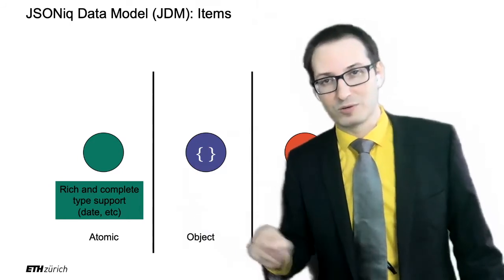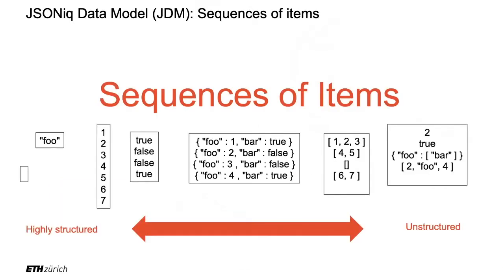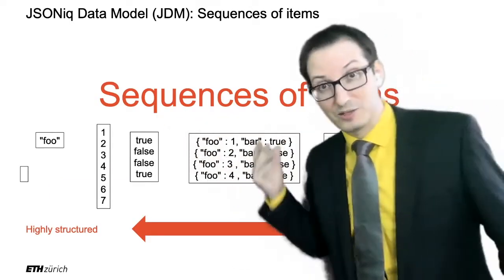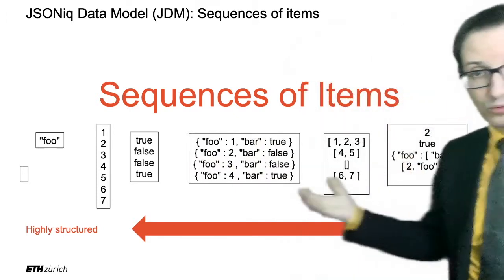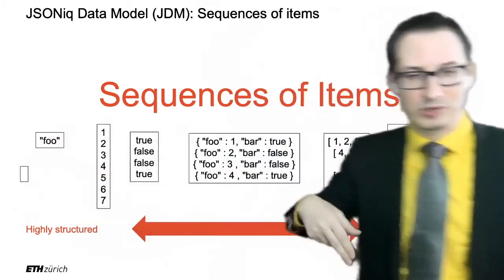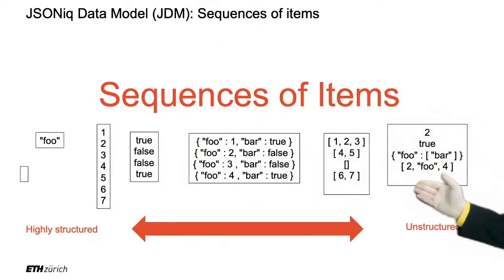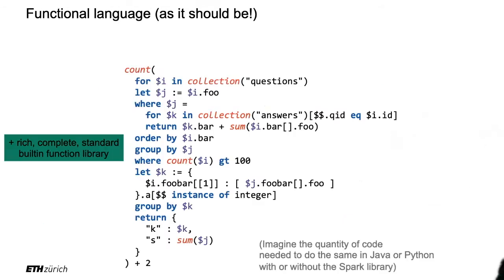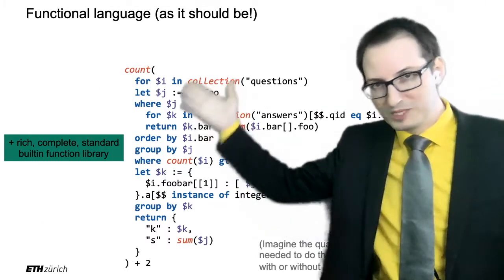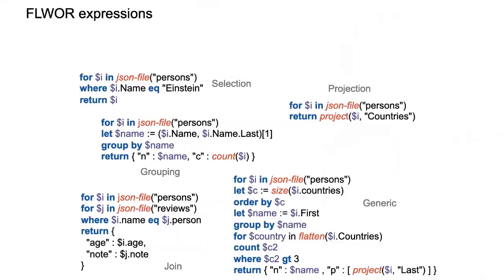What we do not have, however, is XML nodes, because we focus on JSON-like data formats. So the idea is that sequences of items, that's exactly the same terminology as in XQuery, allow you to cover the entire spectrum of highly structured data sets with the empty sequence, one string, sequence of numbers, booleans, structured data, but also fully unstructured, because the sequence of items can also be a sequence of anything, even mixing different kinds of items with each other, right? So it's a functional language as it should be. So you see it looks a lot like XQuery, because it's really just XQuery minus XML plus JSON.